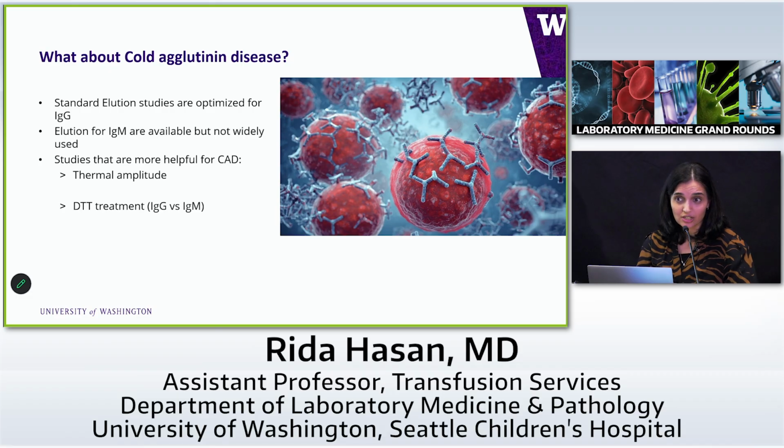I know immunology here has an elution that's more specific for IgMs, but ours is really specific for IgGs. There are elutions for IgMs, they're not widely used, but for cold agglutinin disease, you're not gonna get a positive elution. You're almost always gonna get no antibody eluted. And there are other tests that can help you, like thermal amplitude titers, or doing DTT treatment to determine if they're clinically significant or not.